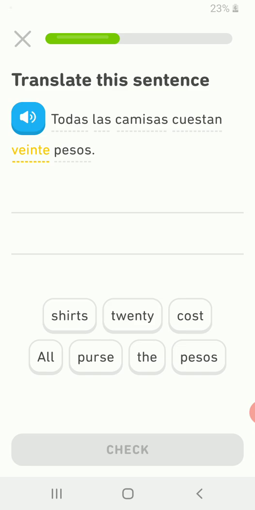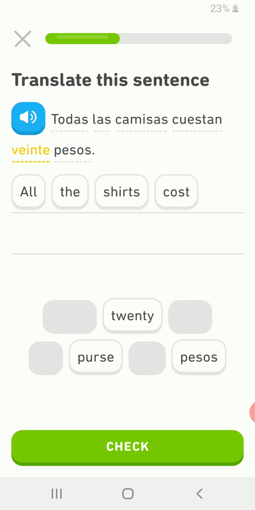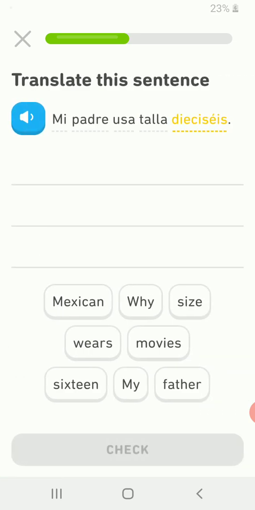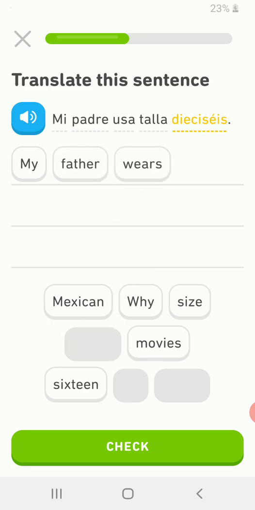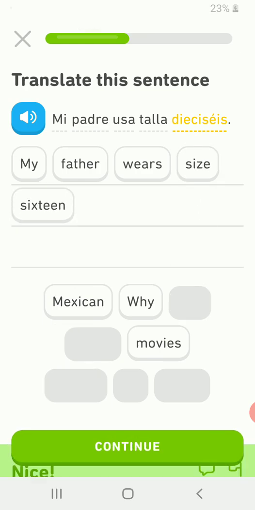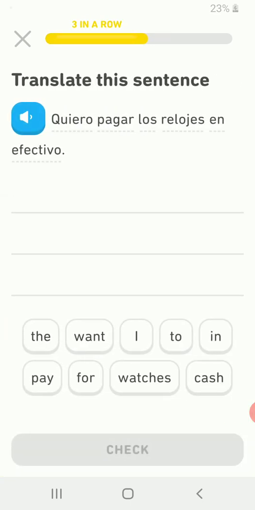Todas las camisas cuestan 20 pesos. So all the shirts cost 20 pesos. Mi padre usa talla 16. So talla is a size, usa is wear. So my father wears size 16. I think that's how I would say it. How do you say 16? 16. Quiero pagar los relojes en efectivo.